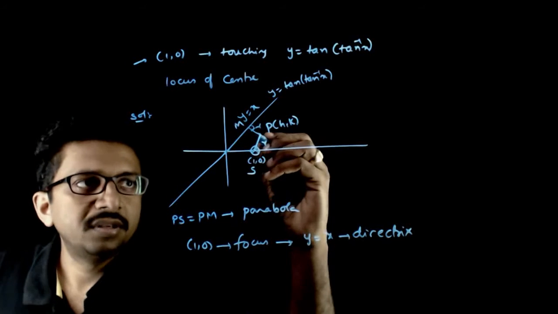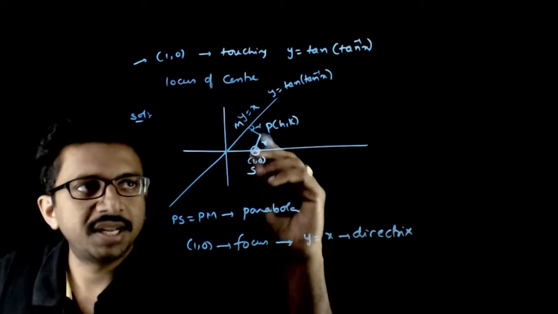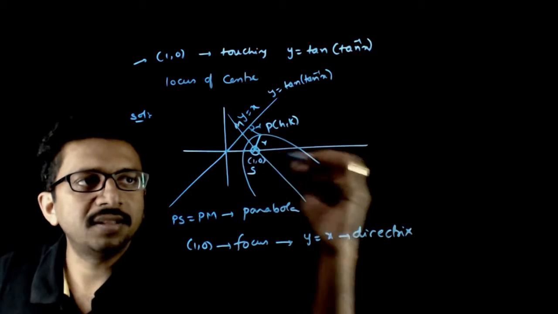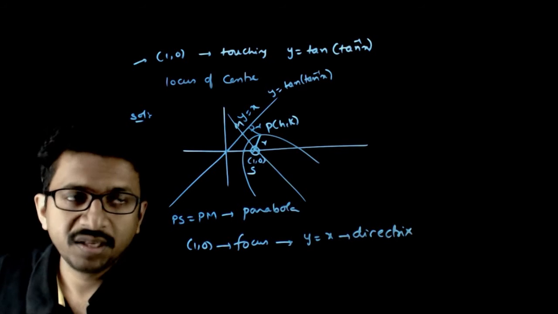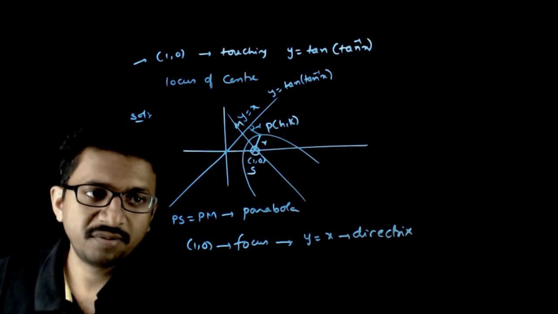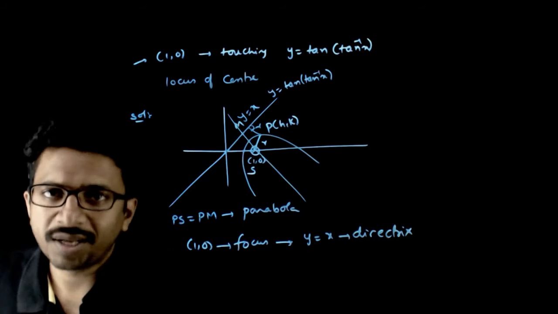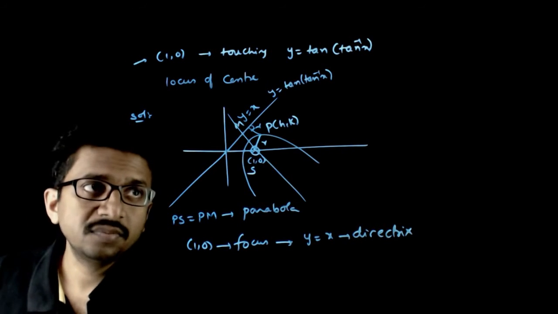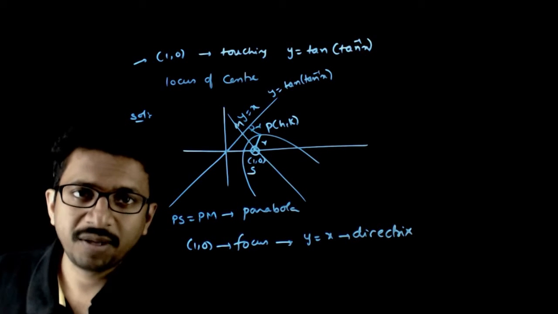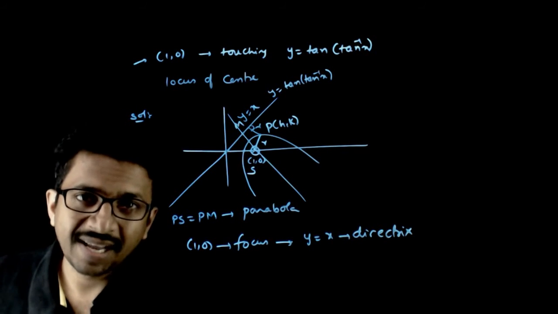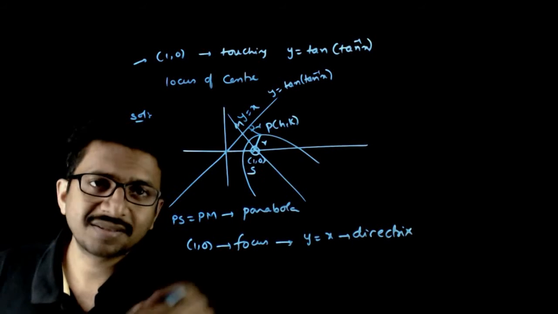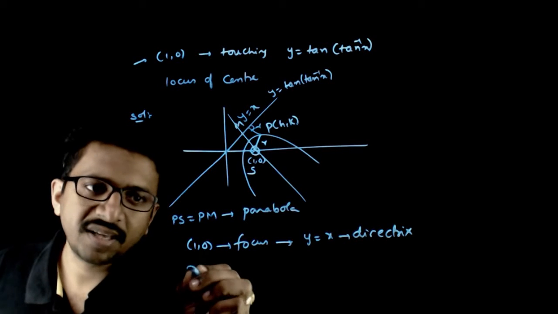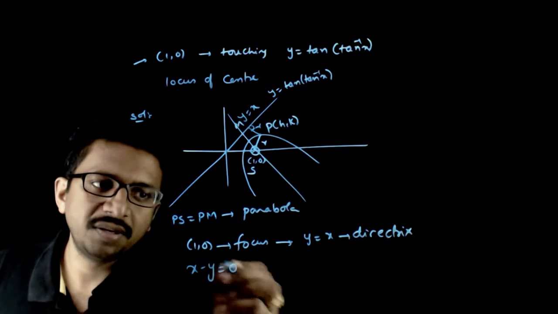So now you have a parabola which looks like this. That's the locus. Now what are the properties of this parabola? (1, 0) is the focus. y equals x is the directrix. Next, what is the axis of this parabola? The axis of this parabola is nothing but a line perpendicular to y equals x passing through (1, 0). So y equals x is x minus y equals 0.